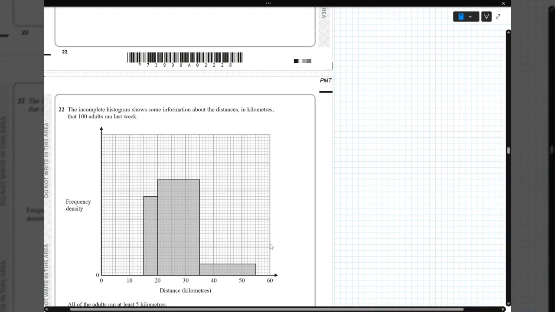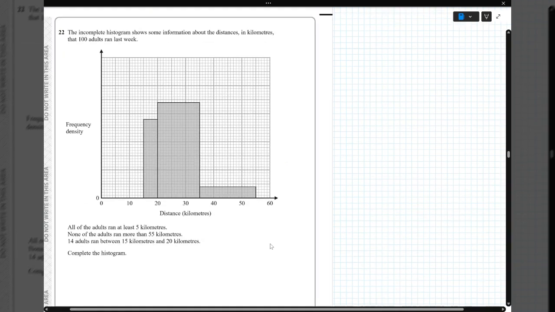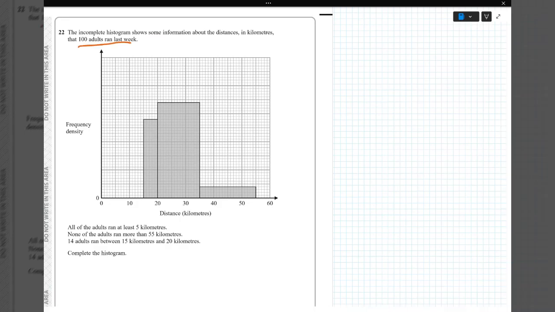So, the incomplete histogram shows some information about the distances in kilometers that 100 adults ran last week. All of the adults ran at least 5 kilometers, so we've got a grid there. None of the adults ran more than 55 kilometers, so we've got a full data set on the right hand side.